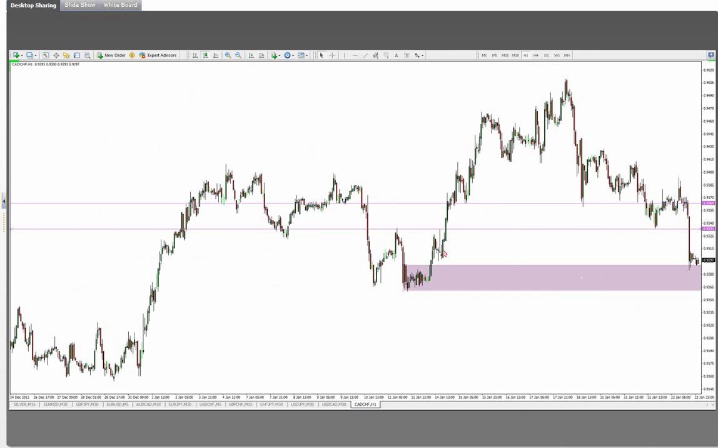And you can see that we had a flag back into this area essentially, a little flag, but I'd be looking for a stronger move.